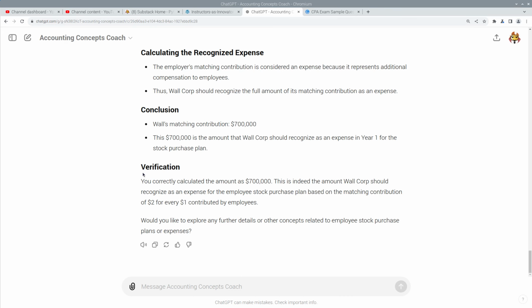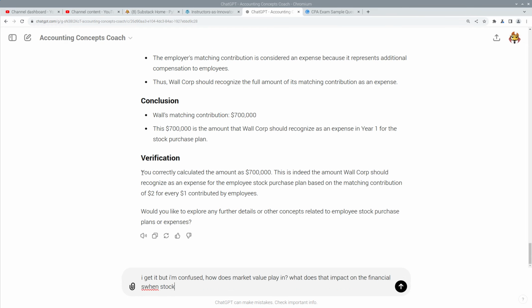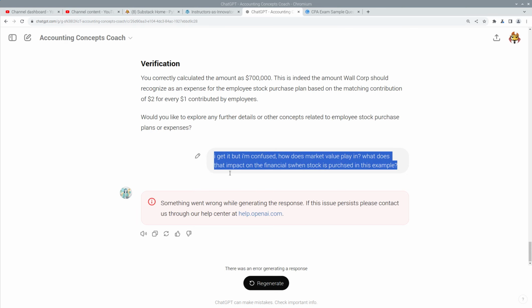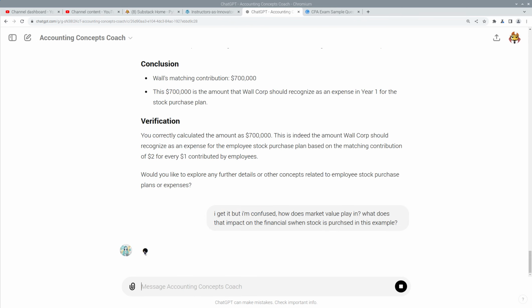So, let's say I really want to understand, okay, I get it, but I'm confused. How does market value play in? What does that impact on the financials when stock is purchased in this example? And so what this will do is, something went wrong. Okay, fine. That's one of the downsides, that sometimes it won't work correctly. Well, we'll try again later. Oh, we tried again later and it worked. So cool.